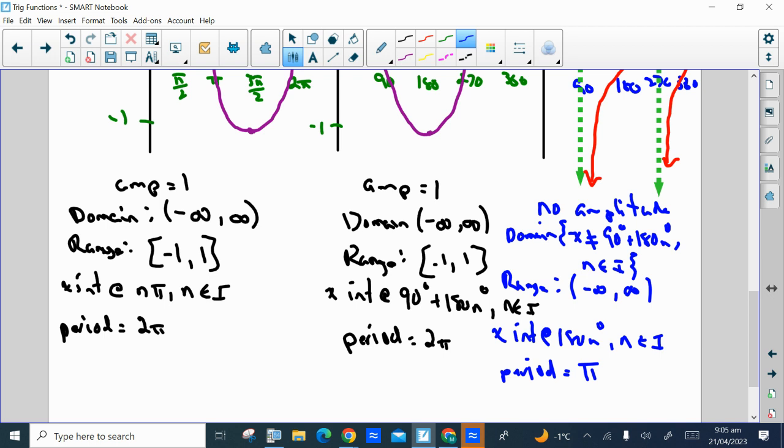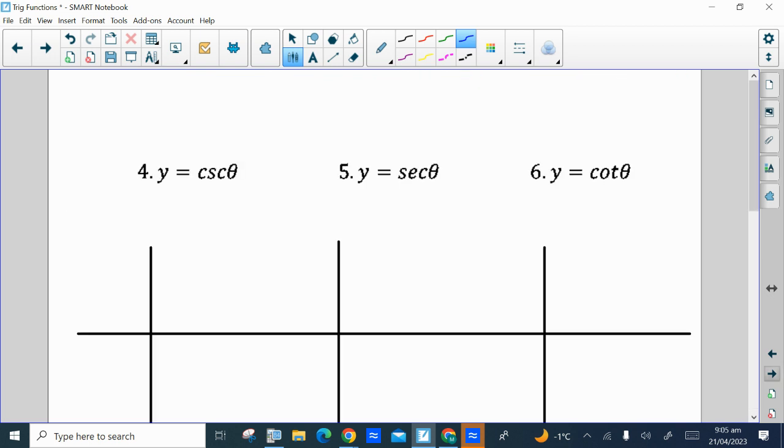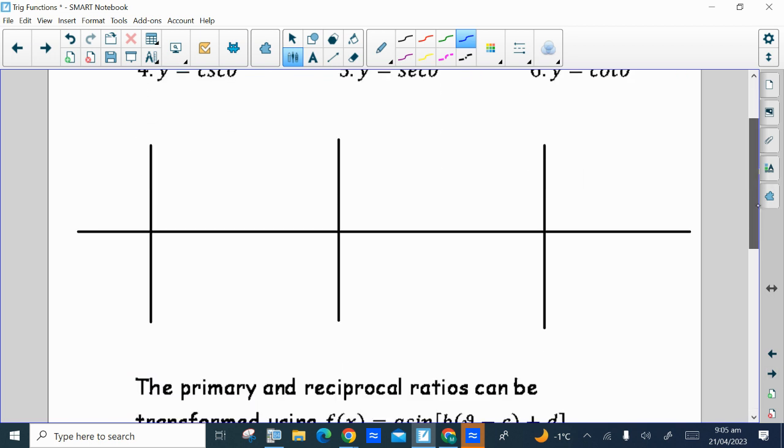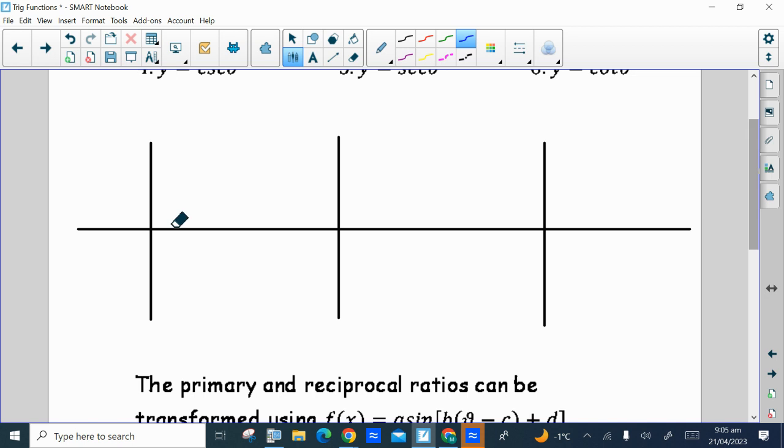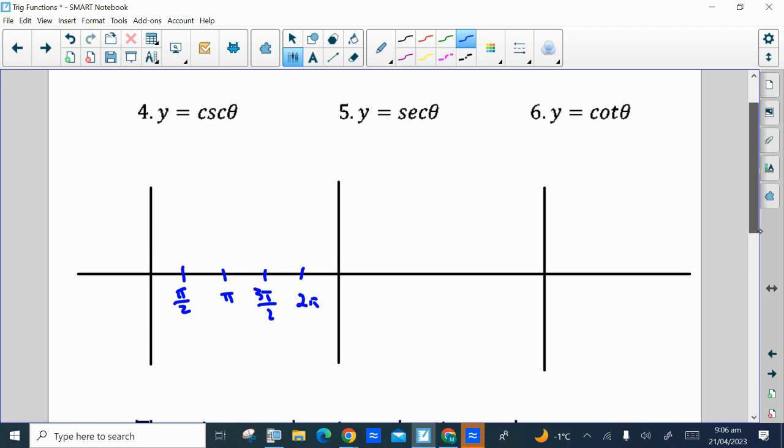We can also graph the reciprocal ratios. So you're still going to have critical points at every pi on 2 radians, or every 90 degrees. Cosecant is the reciprocal of sine.